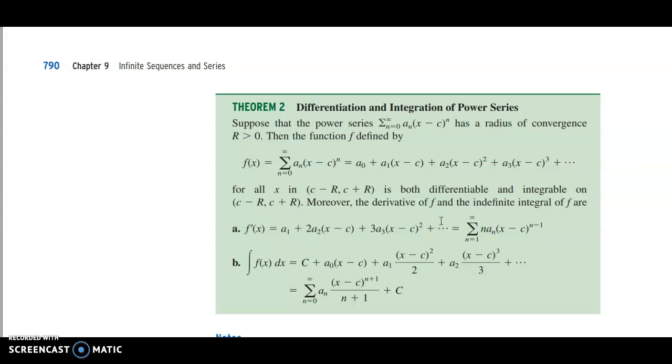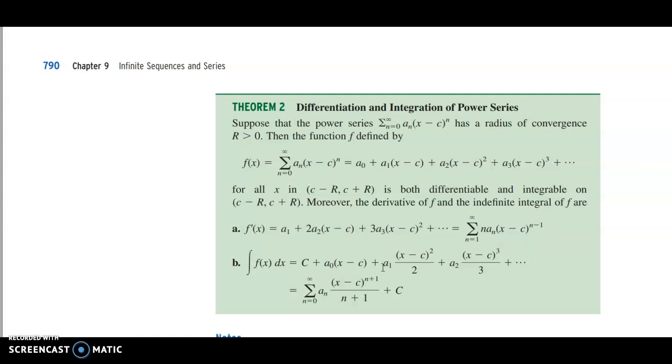Moreover, the derivative and integral of f are defined as follows. f dash x is defined by just differentiating all these series terms. Then this will become a1 plus 2 a2 into x minus c plus etc. And this can be written as the summation n equal to 1 to infinity n a n into x minus c whole power n minus 1. And what will be the integral?